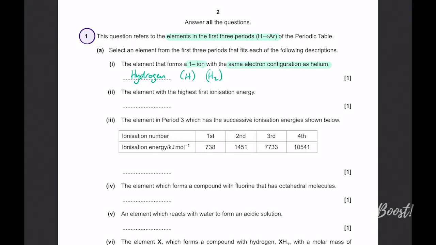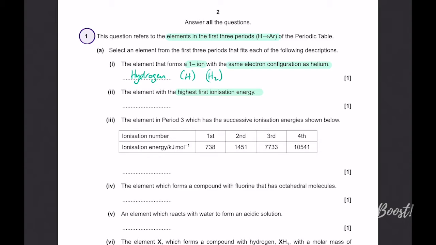You could write H or H2 as well. Those will all be fine. Next, the element with the highest first ionization energy. Now, I think this one does sometimes stump people, especially because we don't normally look at the trends in ionization energy across all 3 periods. You will have seen it before, but normally we're comparing against just period 2 elements or period 3 elements.